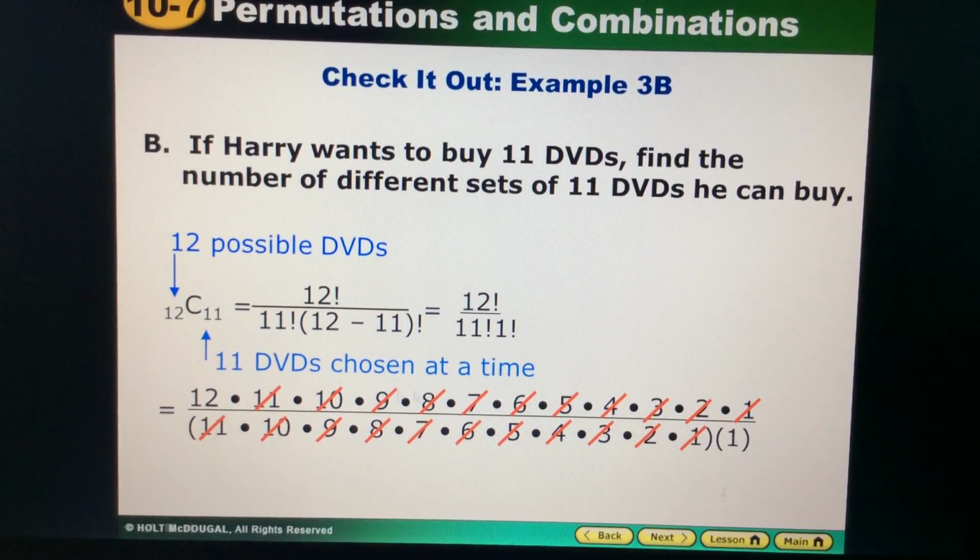So do you have to write all this out and cancel these every time? No. You could just divide out the 11 factorial out of here, so you only have the factor of 12 left, and then divide the 11 factorial out of here. You don't have to write all this out.